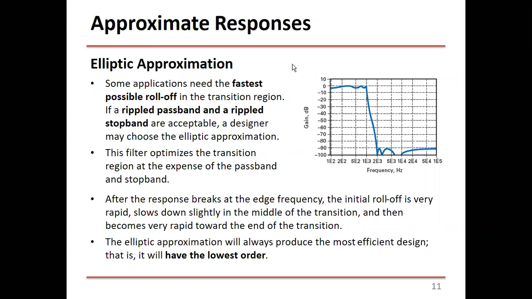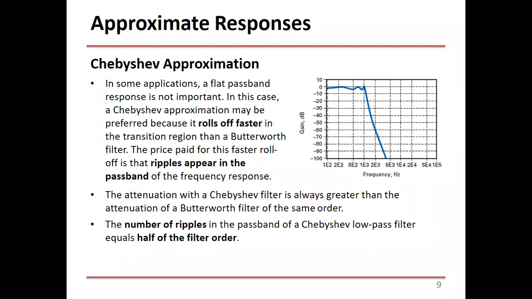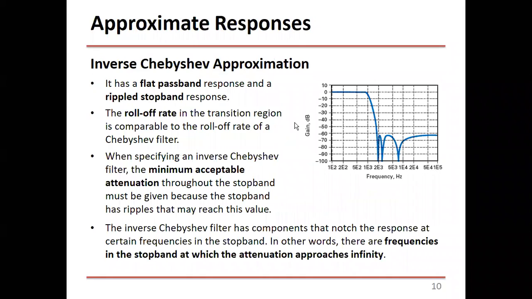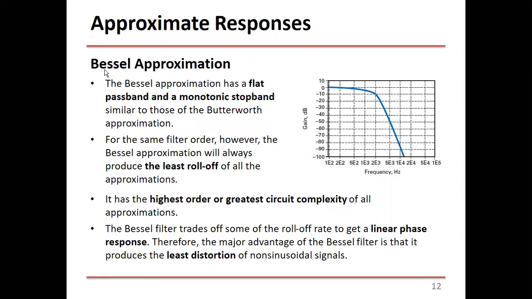Rather than doing this, we do the approximation using either Butterworth approximation, which is called maximally flat, Chebyshev type 1, which has a ripple in the passband, no ripple in the stopband, inverse Chebyshev or Chebyshev type 2, which has a flat passband and a rippled stopband, or elliptic approximation, which has ripples in both passband and stopband, or you can opt for Bessel approximation, which has a much more linear phase shift compared to the others.